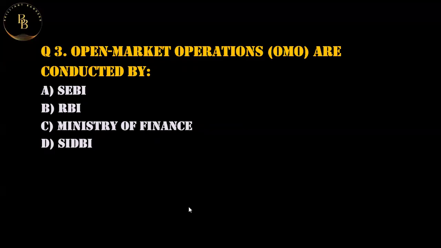What is question number 3? Open market operations, the OMO, are conducted by which of these? The SEBI, RBI, Ministry of Finance, or the SIDBI? And the right answer will be RBI. RBI buys or sells government securities to adjust the liquidity, which is a major monetary policy instrument. So open market operations are conducted by RBI.